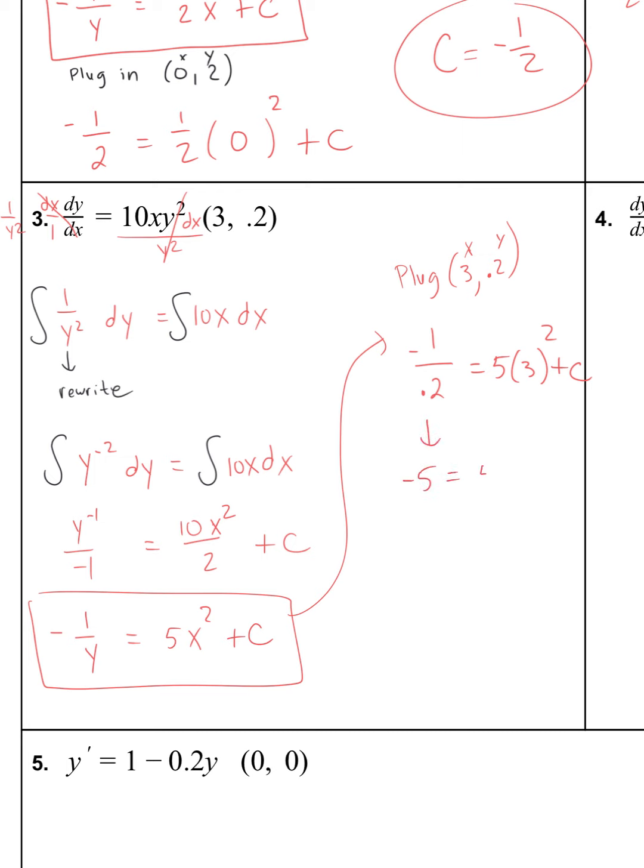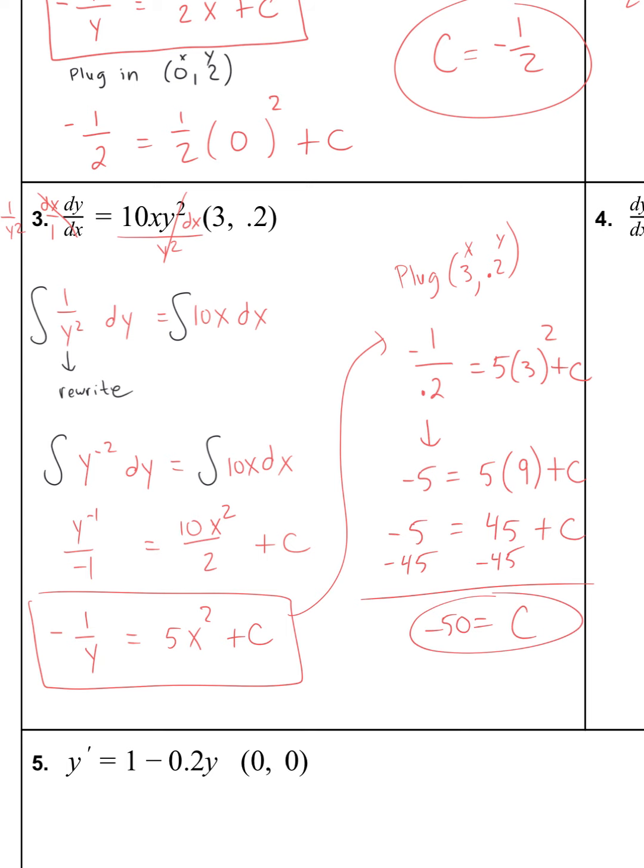On the right, the 5 comes down. 3 squared is 9 plus c. So we keep going. Negative 5 comes down on the left. 5 times 9 is 45 plus c. And now we're ready to just subtract 45 from both sides. And that gives us a c value of negative 50. That's a fun one, huh? All right, the last two.